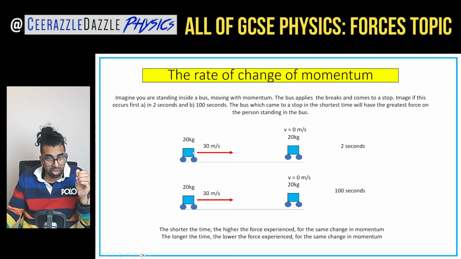So over here, let's say we have a bus of 20 kilograms and it's traveling and it comes to a stop in 2 seconds. We have another bus of the same mass and the same initial speed, and it comes to a stop in 100 seconds. In which scenario would you experience the greatest amount of force if you were inside the bus? Well, hopefully you recognize that it's going to be in the first one. Why? Because you change momentum in the shortest amount of time.